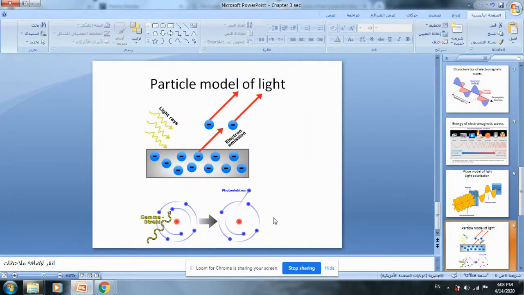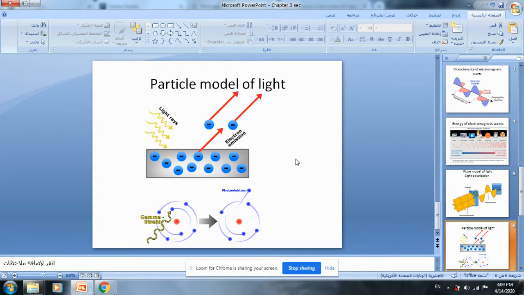So let's talk about the particle model of light. Now when we have incident light on a metal, a metal, as you know, has free electrons, and these electrons are very easy to liberate. They need only energy, and if they gain energy, they will be liberated by the incident energy or incident light. So as a result we will have electron emission. When light is incident, electrons will be liberated from the metal.